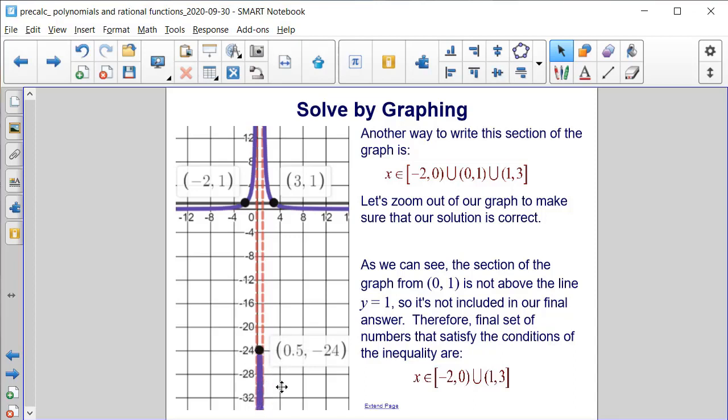So now this tells us that this middle interval from 0 to 1 that we originally had should not be included in our final solution set, or interval set. And that's because from 0 to 1, it's not above the line y equals 1. So it should not be included in our answer. Therefore, the final set of numbers that satisfy the conditions of this inequality is x is contained in the interval, including -2 up to 0, not including 0, in union with 1, where we're not including 1, up to 3, where we are including 3.